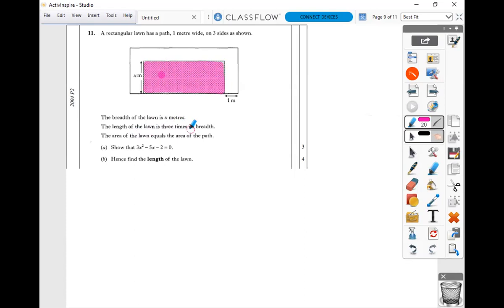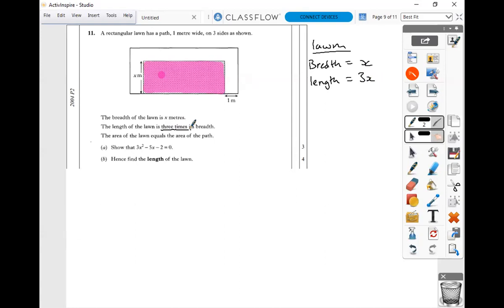That hopefully should be not bad. So breadth equals x, length equals 3x. That's given to us in the question, 3 times its breadth. So we'll leave that there.